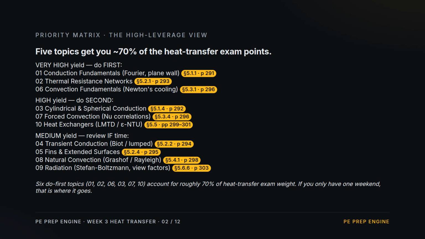The priority matrix. Very high yield: conduction fundamentals, thermal resistance networks, convection fundamentals. High yield: cylindrical and spherical conduction, forced convection correlations, heat exchangers. Those 6 are about 70% of the exam. Medium yield: transient conduction, fins, natural convection, radiation. Only after you own the 6. 1 weekend left, spend it on topics 01, 02, 06, 03, 07, and 10.